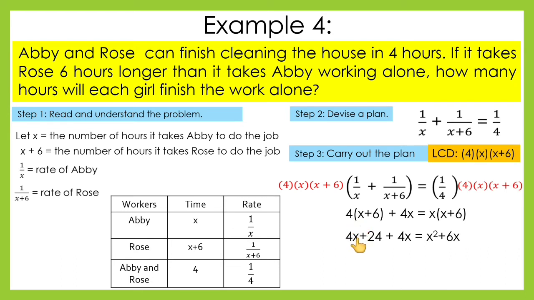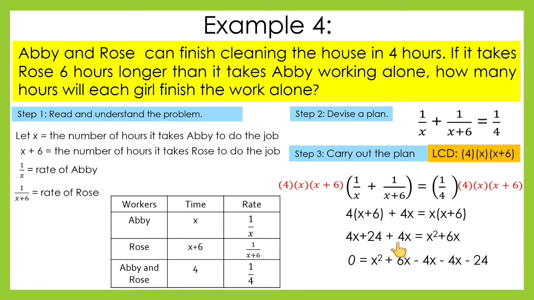4 times x is 4x. 4 times 6 is positive 24. Kopyahin natin yung positive 4x equals distributive ulit. x times x is x squared. x times 6 is 6x. Let's simplify. Itong nasa left side, ipupunta natin dito sa right side para maging 0 na dito sa isang side. So, copy natin yung nandito sa right side, si x squared plus 6x. And then, si 4x, nalipat sa right, magiging negative 4x.